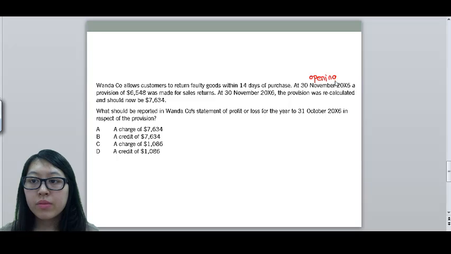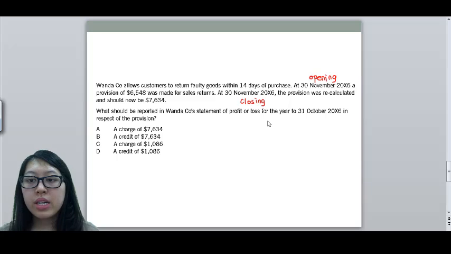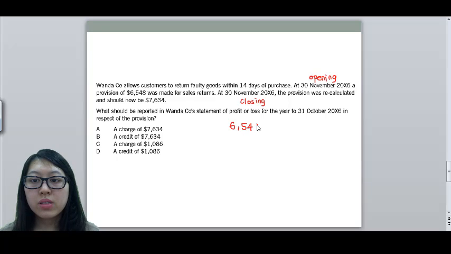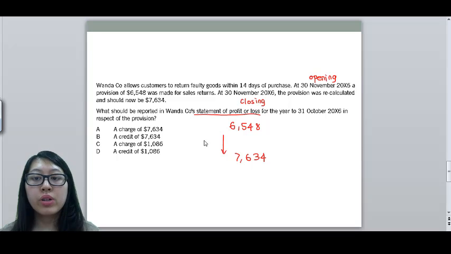This is the opening provision from last year, and this is the closing provision figure of this year. Now we need to recognize this adjustment. Okay, so if in the beginning we had 6,548 and then it became 7,634, what we need to do when recording in the SOPL is to simply record the difference, okay, not the whole amount. So in this case, we're going to have a charge of 1,086. A charge meaning we're going to have to increase the expense amount. So we're going to expense the difference, which is $1,086.